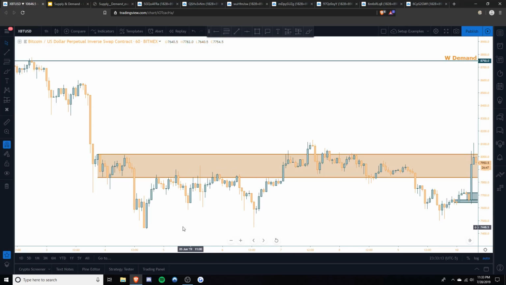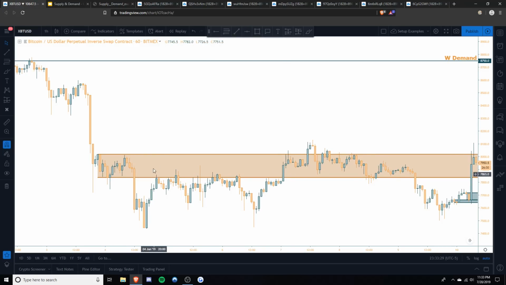So what does price do? It comes back, retests this, just this low down here, and then heads higher and breaks it. So all of these orders were getting filled on all of these different retests. So that's why price eventually broke through it.